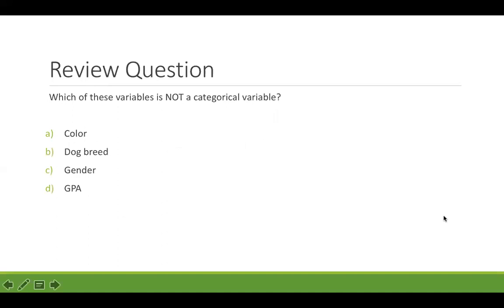Just a review question to start, to make sure you understand the difference between a categorical and a quantitative variable. You can take a moment, look over the options. If you can, put your answer in the chat box. That'd be great.